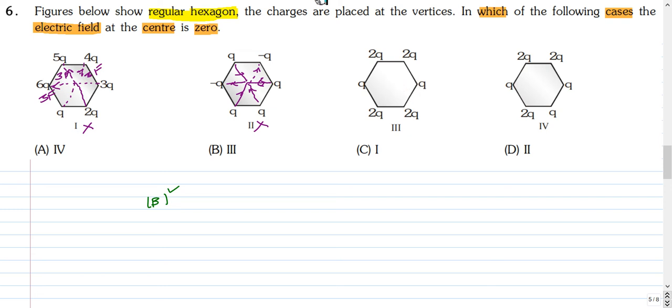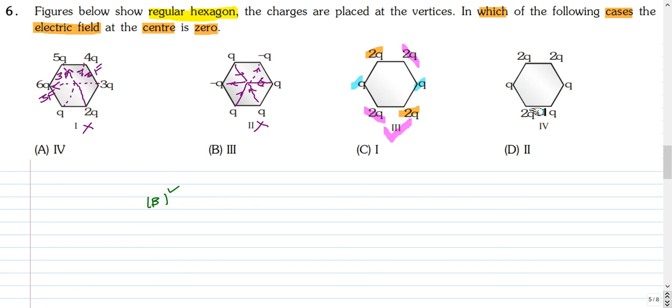In case 3, force due to this Q and this Q will cancel at the center. If you place a unit positive charge at the center, the force due to these two will cancel because they will repel in opposite directions, and the force due to these two will cancel, and also the force due to the remaining pair, these two will cancel. So in this case the net force acting at the center will be 0. So in the third case the net force acting at the center is 0.